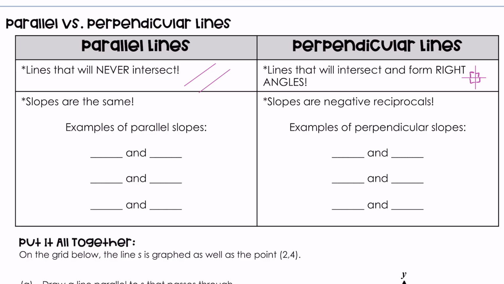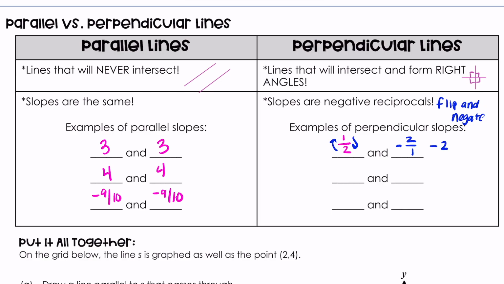Now for parallel lines, the slopes are the same. Some examples of parallel slopes are 3 and 3, 4 and 4, negative 9/10 and negative 9/10. But perpendicular slopes are a little more interesting. They're negative reciprocals. So an example of a perpendicular slope could be 1/2. And if I do the negative reciprocal, which is flipping and negating, I would flip this and get 2 over 1 and then make it negative. But remember, that would just be negative 2.